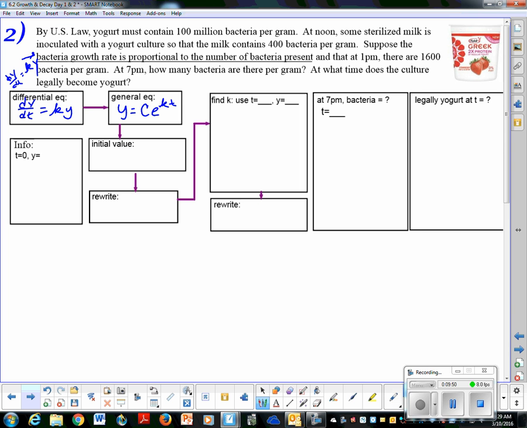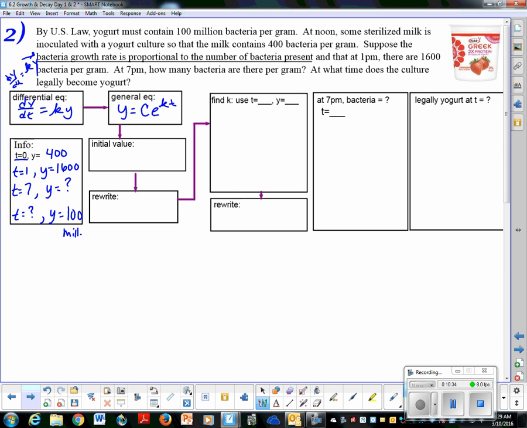So I think I'll go through and figure out all the numbers that they gave us. At noon, sterilized milk inoculated with the yogurt culture, it contains 400 bacteria per gram. So at time 0, we had 400 bacteria. And at 1 p.m., there were 1,600. So at time equal 1, we had y equals 1,600. At 7 p.m., we want to know how many were present. And then when does it officially become yogurt? So at what time does y reach, what was it, 100 million? We can answer all those questions.